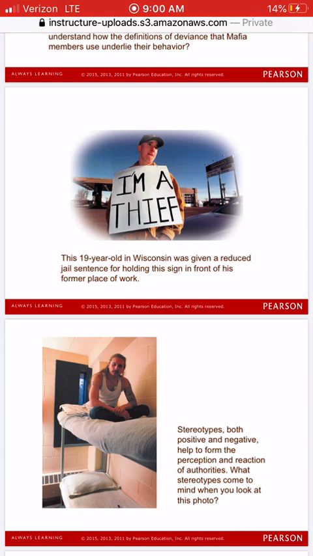So here this is something that has become quite popular. With the shaming world of it, we can begin to see that judges are actually using this to try to shame people into understanding that these are bad actions that they are performing. So this 19-year-old was given, instead of a full jail sentence, a lesser offense. And as a result, they had to just hold a sign outside of their former workplace that stated that they were a thief.